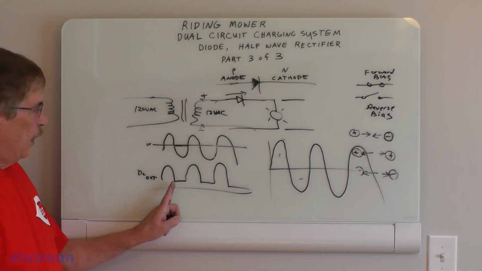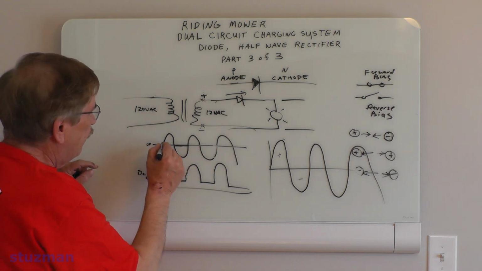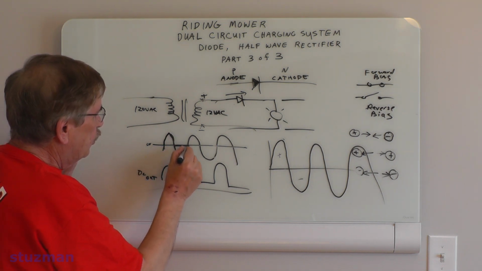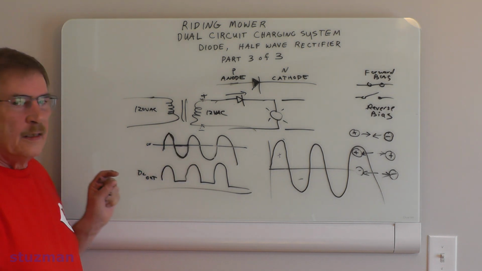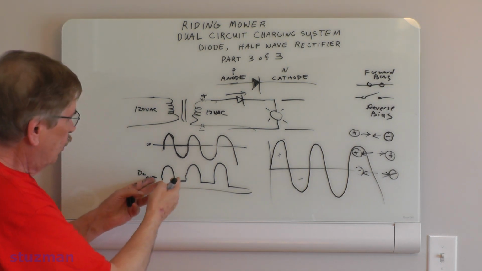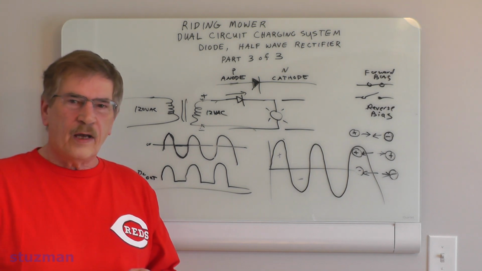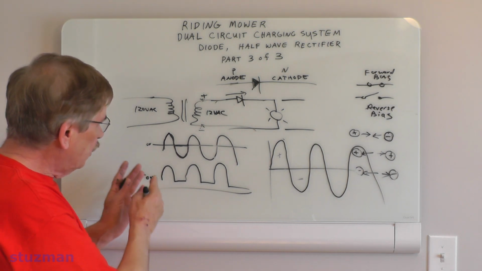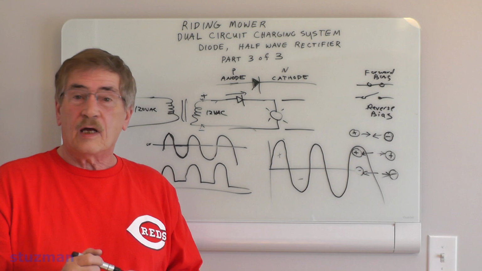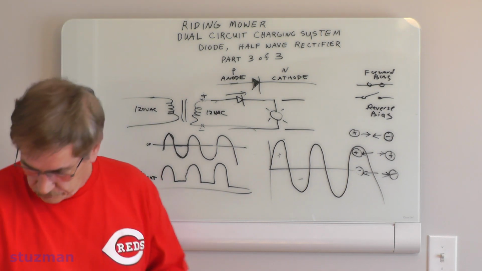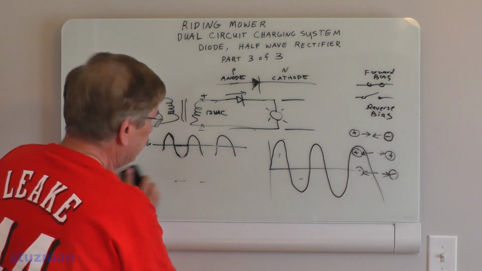Now, notice that from here to here, that is one cycle. But look down here, we're only getting half of the cycle. That's why it's called a half wave rectifier, because it only conducts on one half of the cycle. Pretty simple. All right.